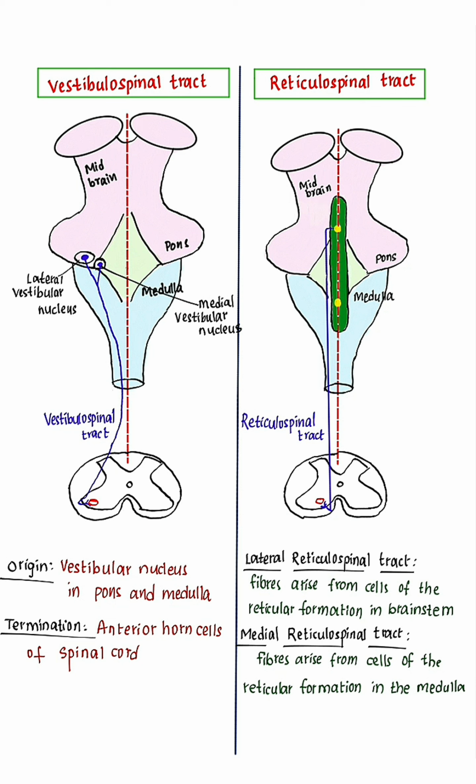Reticulospinal tract. The fibers of reticulospinal tract arise from the reticular formation. There are two reticulospinal tracts. Lateral reticulospinal tract arises from reticular formation in the brainstem. Medial reticulospinal tract arises from reticular formation in the medulla. Both the reticulospinal tracts terminate onto anterior horn cells of the spinal cord.